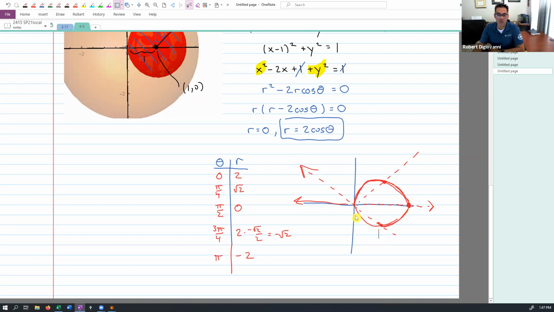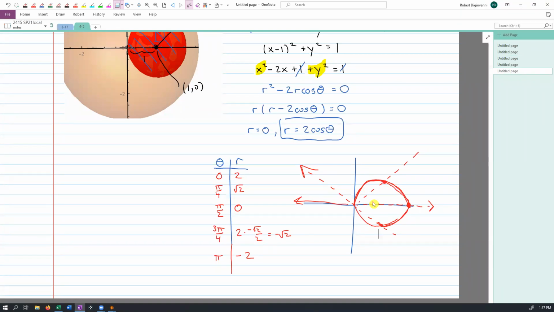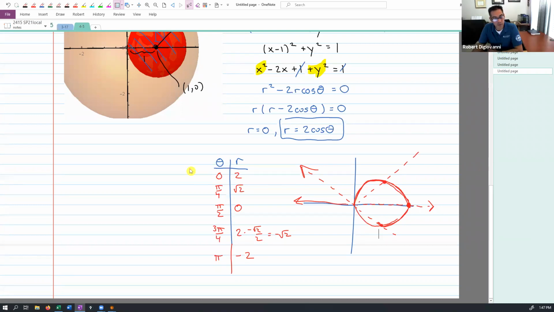Why is this part important, what I'm doing right now? To find out the domain. But specifically, why did I have to do this table here? It gives us the restrictions on theta. Exactly. We can't go 0 to 2 pi on theta. If you go 0 to 2 pi, it draws 2 circles. I only want to draw 1 circle.